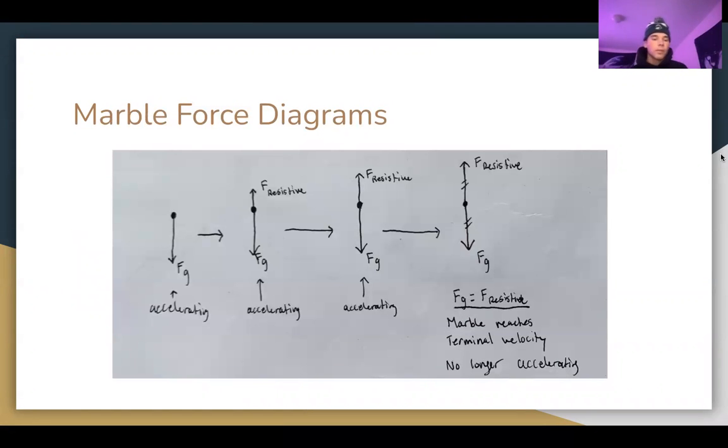Our force diagrams: the force diagram to the far left describes the force of gravity being maximum, because this is before the marble actually touched the viscous force. As the marble began to accelerate through the fluid, as you can see, the resistive force, opposite of the force of gravity, became greater, almost to the point where they were both equal. That was when we reached terminal velocity, and there was no longer acceleration.